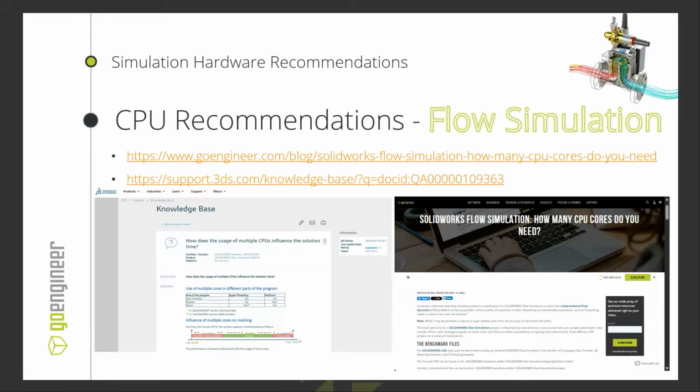Sorry to interrupt you, Bill. We do have a question here from Charles in the chat. He's asking if there's a difference in single core versus multi-core in a CPU. For SolidWorks simulation purposes? SolidWorks simulation, I'm assuming so. That's what it fell under, yeah.